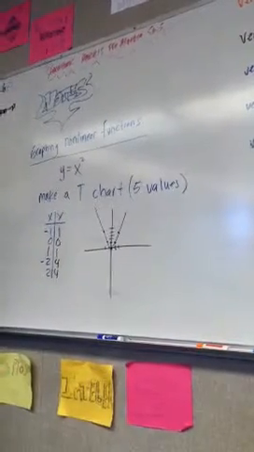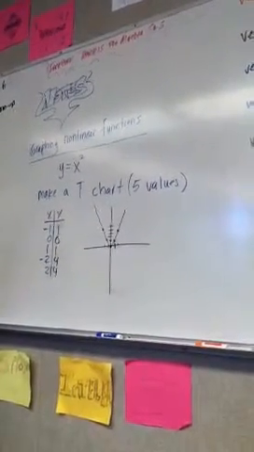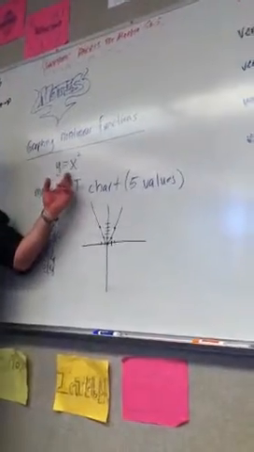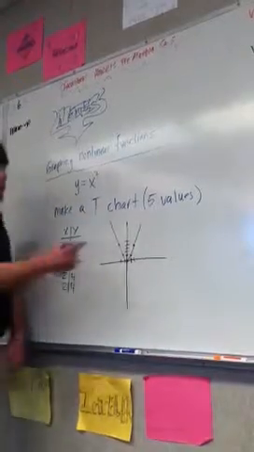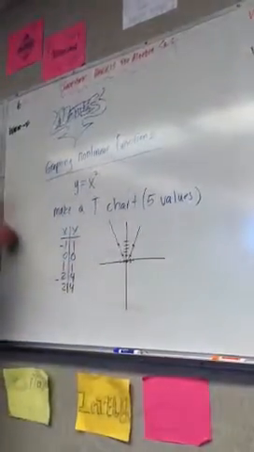So here's what I want you to notice so far. The graph of x squared is a parabola facing up, open on top. What's a parabola? It's this.